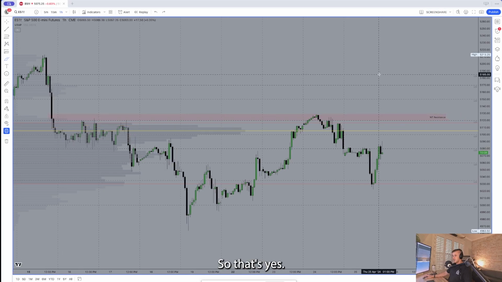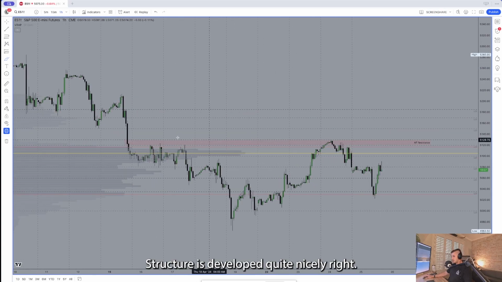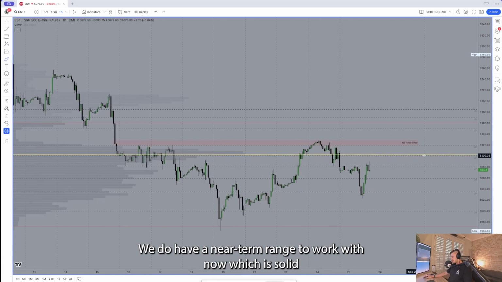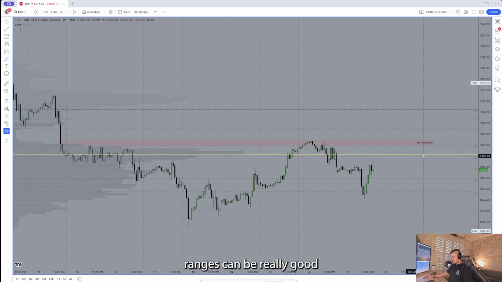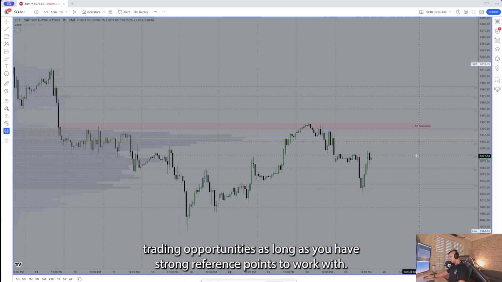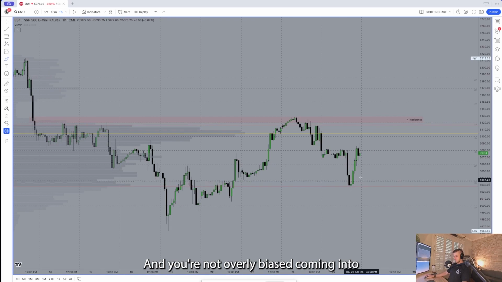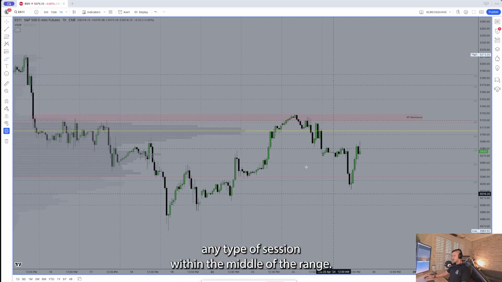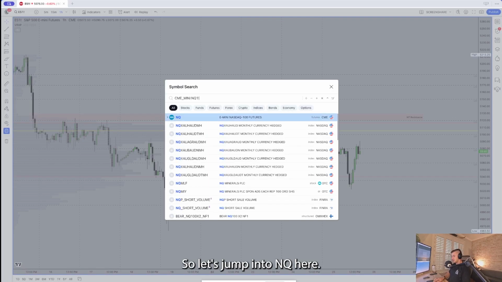Okay. So that's ES. The structure has developed quite nicely, right? We do have a near-term range to work with now, which is solid. Ranges can be really good trading opportunities as long as you have strong reference points to work with and you're not overly biased coming into any type of session within the middle of the range, right? So let's jump into NQ here.